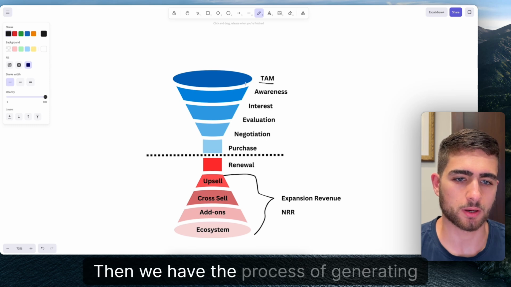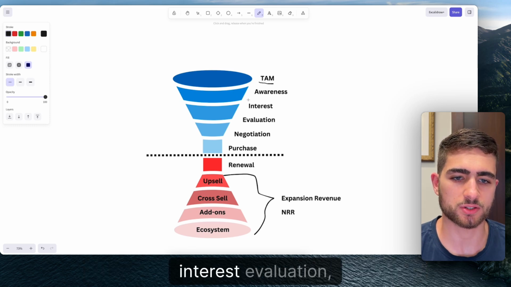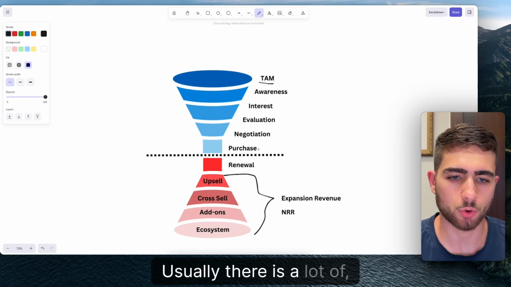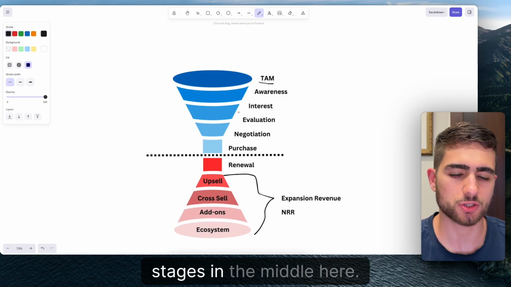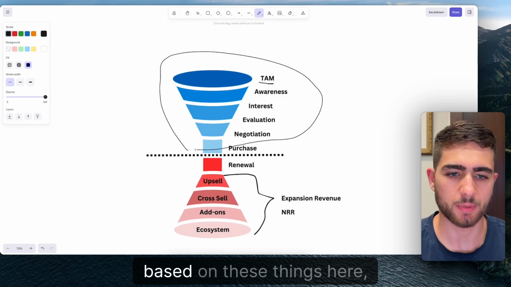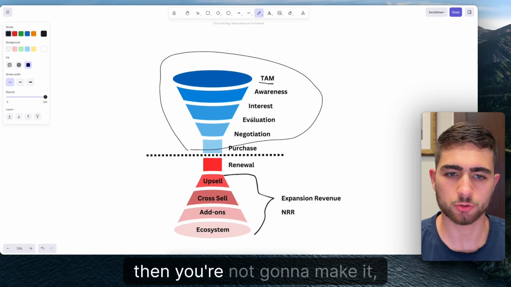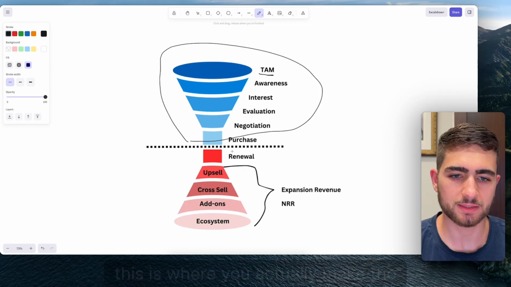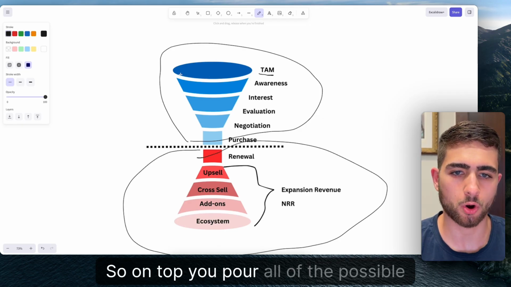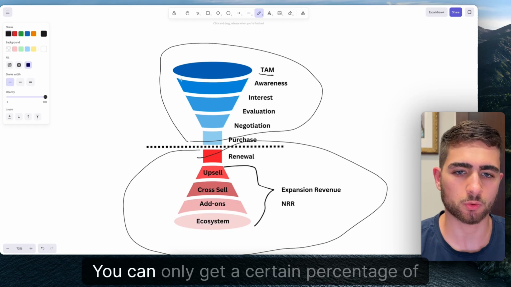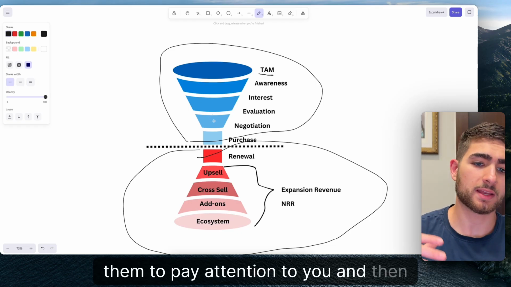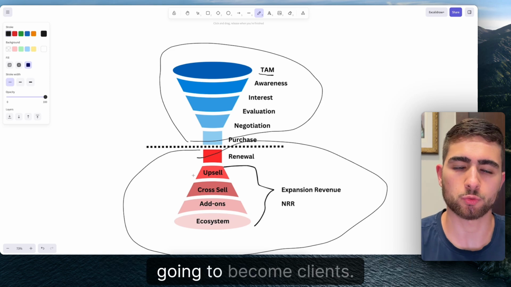Then we have the process of generating awareness, interest, evaluation, negotiation, purchase. Pretty typical. Usually there's a lot of stages in the middle here. But if you're just seeing your company based on these things here, then you're not going to make it, right? Because this is where you actually make the money, right? So on top, you pour all of the possible people. You can only get a certain percentage of them to pay attention to you. And then the smallest percentage of them are going to become clients.